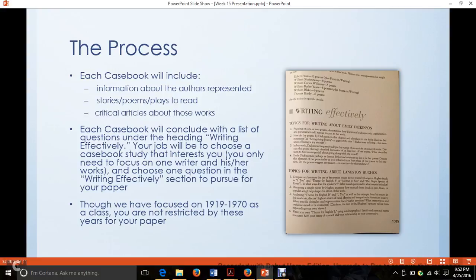Now you may find that you want to do more than one question, as long as it all fits into your paper, as long as you have a clear flow of ideas and a clear single thesis statement. I'm okay with that, but you should be able to write a 500 to 700 word essay based on one of these questions. And keep in mind, like I mentioned earlier, though we have focused on the years 1919 to 1970 as a class, you are not restricted by these years for your paper. So you can choose any of the chapters, any of the authors represented in our textbook.